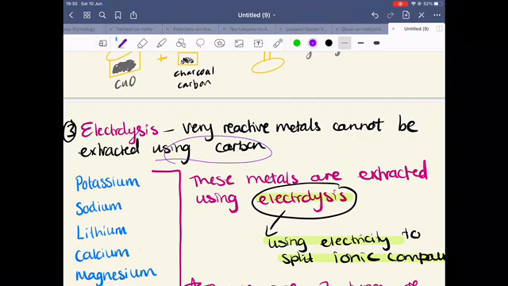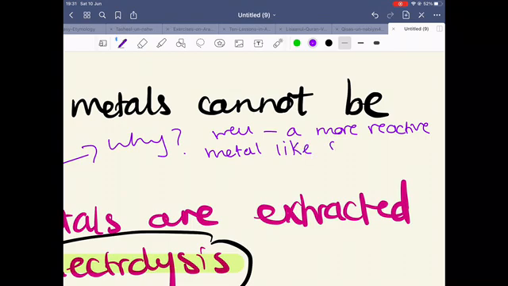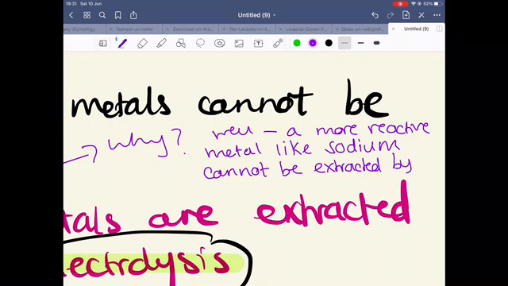And then the other extracting method is electrolysis. And this is only for very reactive metals. Why? Well, because something like sodium, which is more reactive than carbon, cannot be displaced by less reactive carbon. So sodium, or anything that's more reactive than carbon, like sodium and potassium, can only be extracted by electrolysis, which is very expensive. And now we look at how electrolysis is carried out.